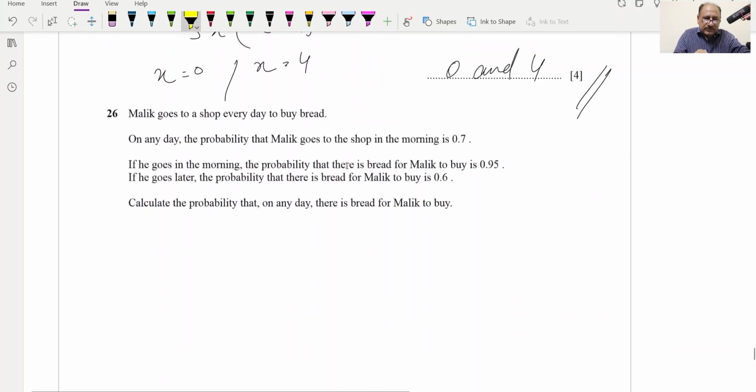Now question number 26. Malik goes to a shop every day to buy bread. On any day, the probability that Malik goes to the shop in the morning is 0.7. If he goes in the morning, the probability that there is bread for Malik to buy is 0.95. If he goes later, the probability that there is bread for Malik to buy is 0.6. Calculate the probability that one day there is bread for Malik to buy.